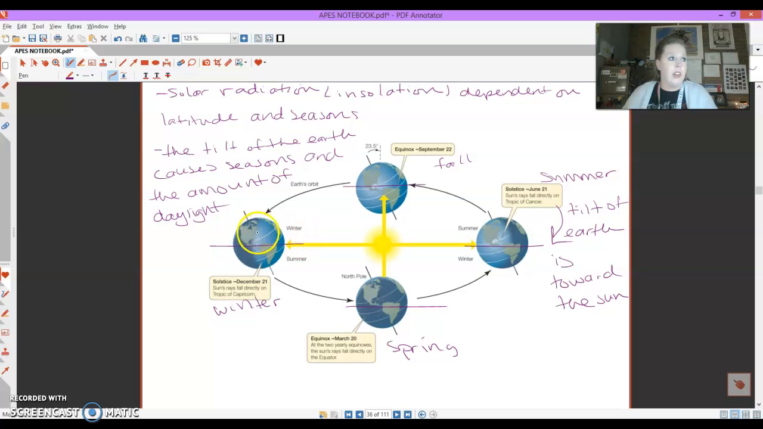In the winter, right here, here's North America, tilted away from the sun. So if it's winter, it's tilted away from the sun, which is why it's colder. So in December, if you were to go to Brazil, that's summertime, y'all. It's cold up here, it's warm down there.